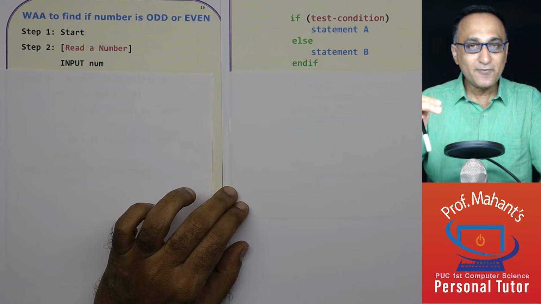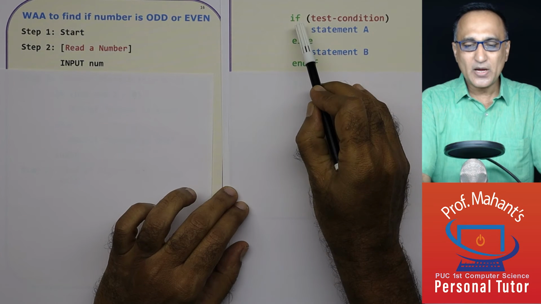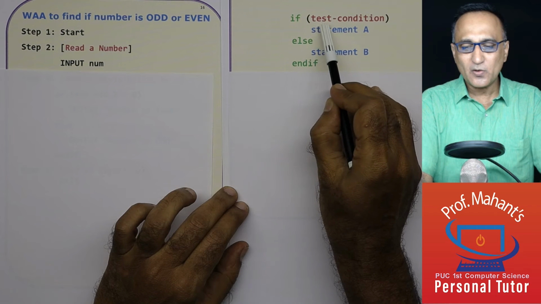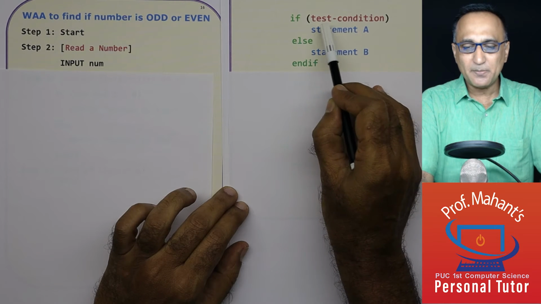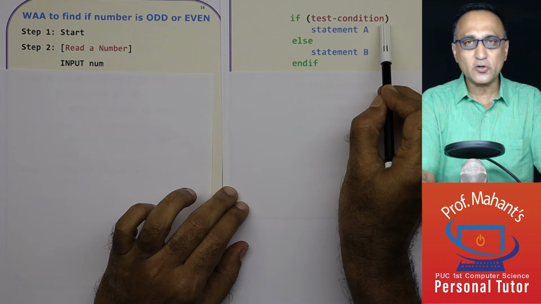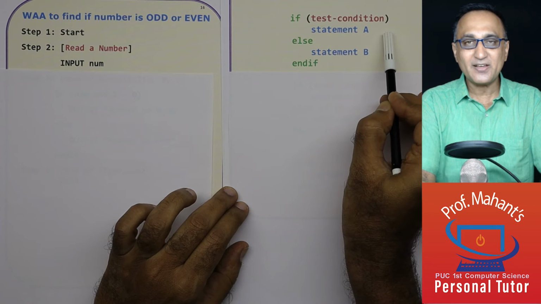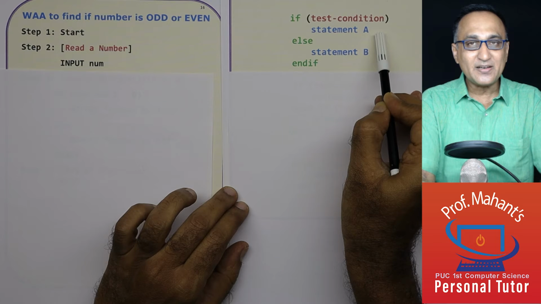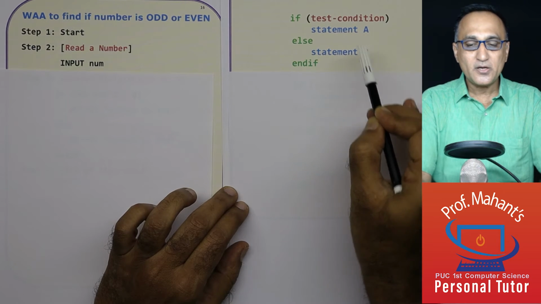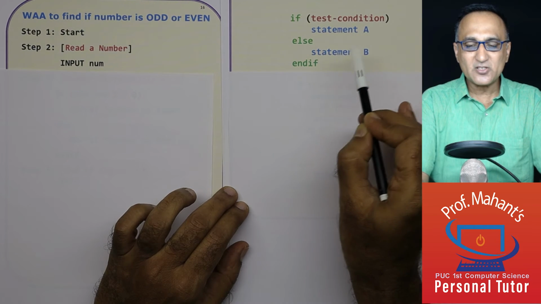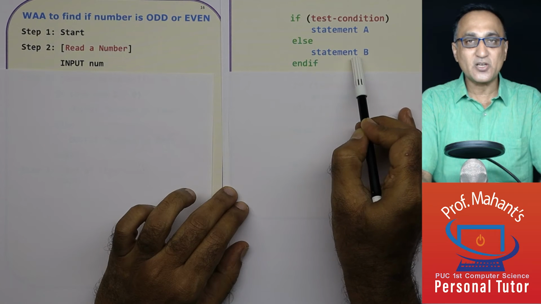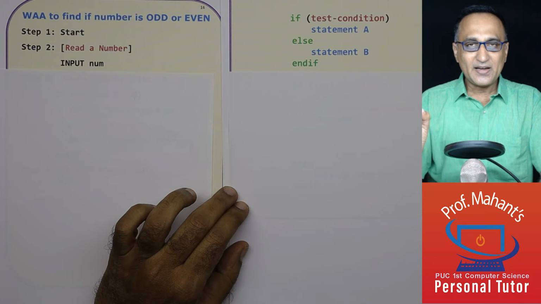I can use an if and else statement. So I am going to do something like this. If, what is my test condition? Number mod 2 equal to 0. If that is true, I am going to say output number is even. If the number is even, it can never be odd. So either statement A will get executed or statement B will get executed. In an if and else, both the statements will never get executed at the same time.